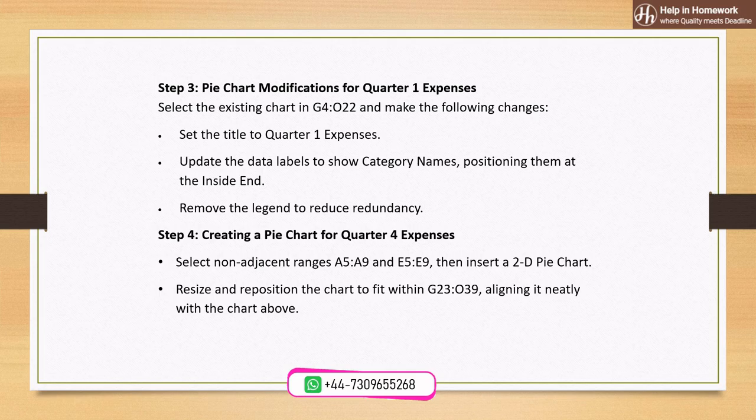Step 4, creating a pie chart for Quarter 4 expenses. Select non-adjacent ranges A5:A9 and E5:E9, then insert a 2D pie chart. Resize and reposition the chart to fit within G23:O39, aligning it neatly with the chart above.